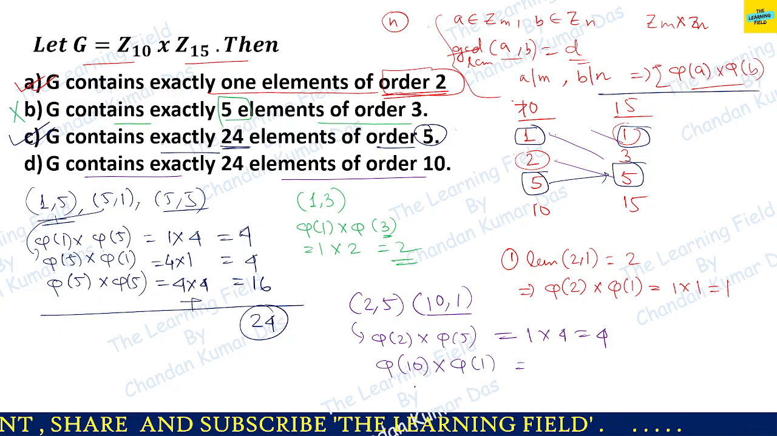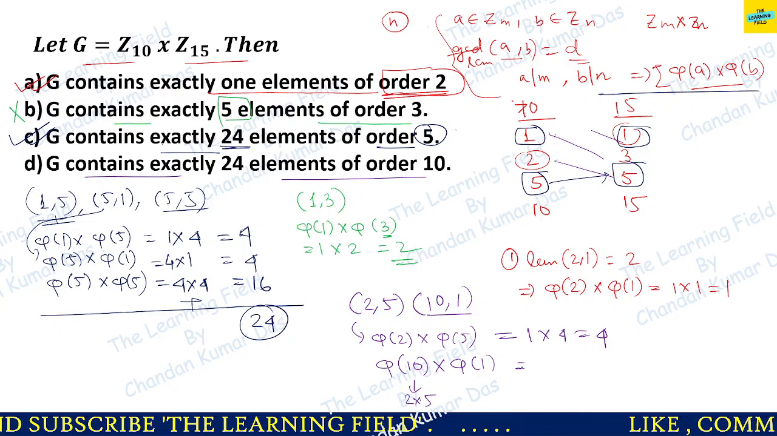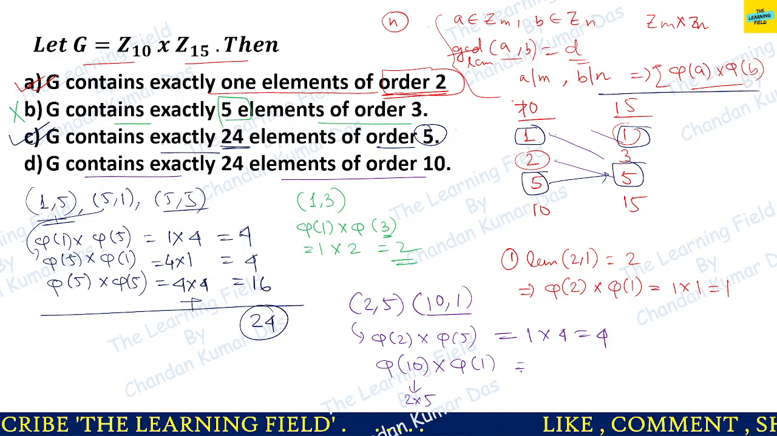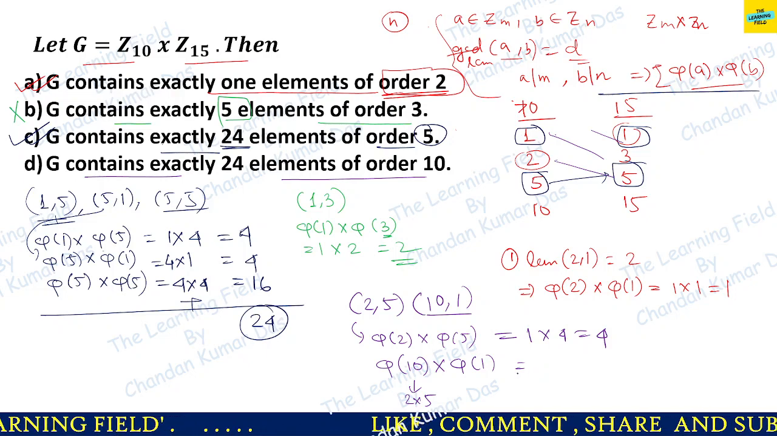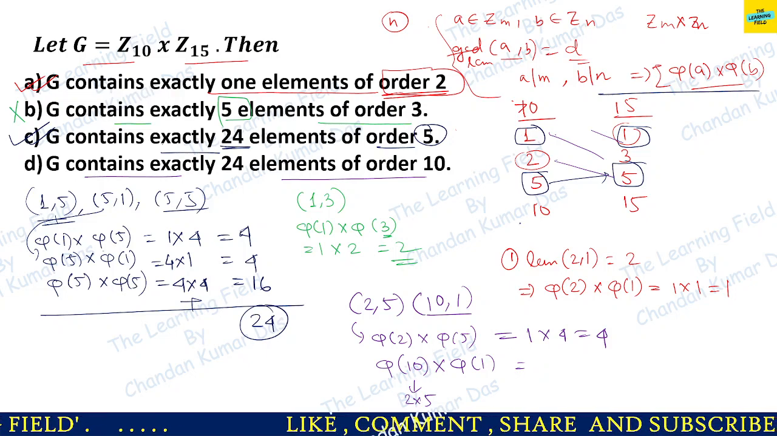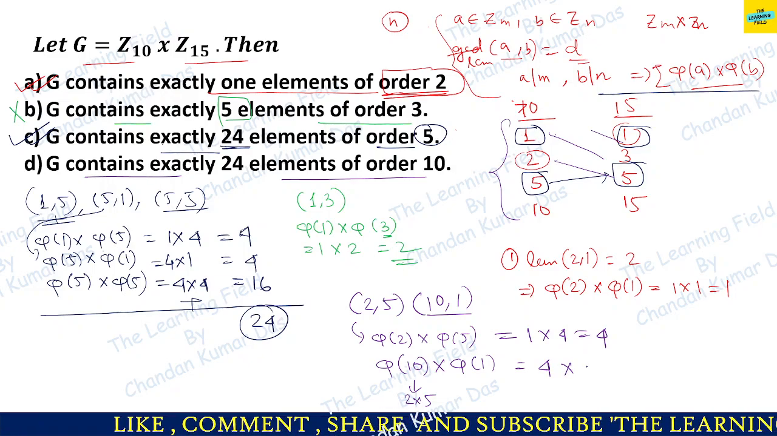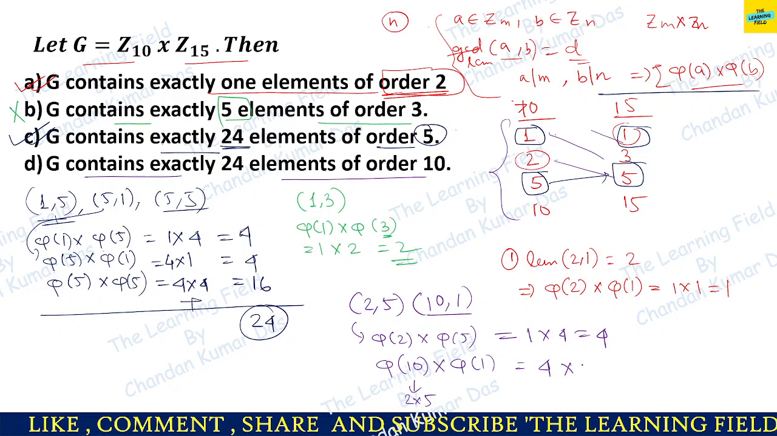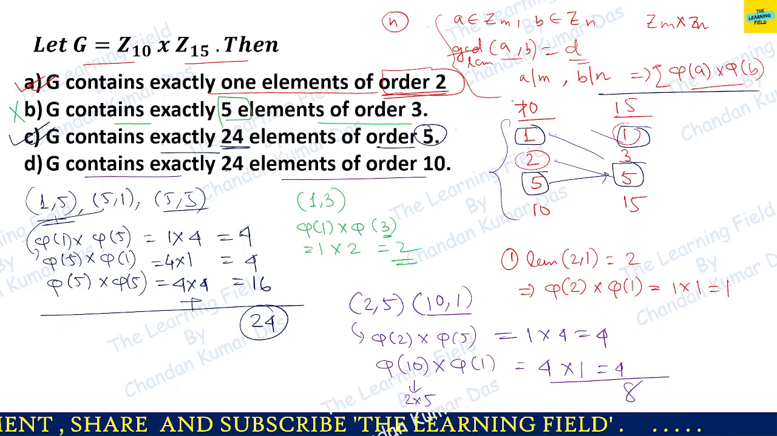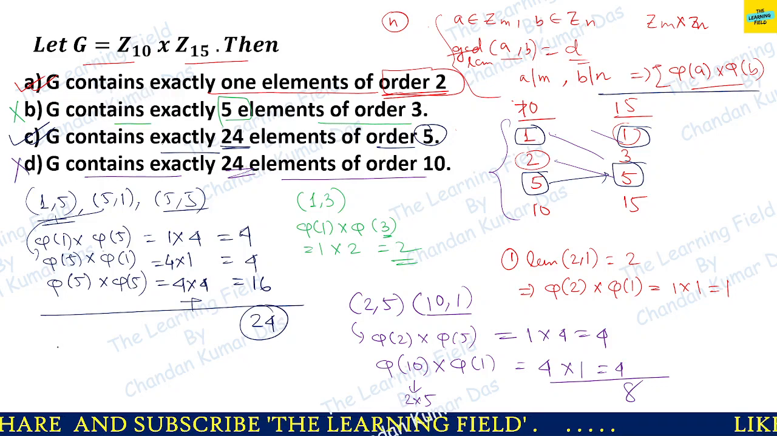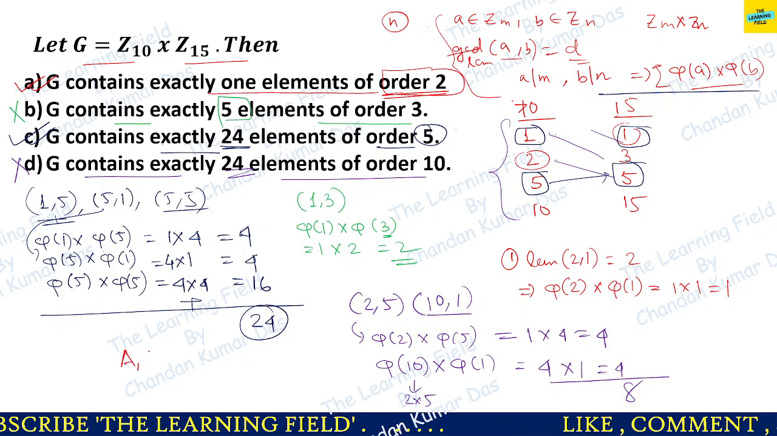For 10 and 1, writing 10 as 2 into 5, we have Euler's phi function of 10. You can do this calculation yourself. The number of elements coprime to 10 is 4, that is, the Euler's phi function gives 4 elements, and here also 4. So the total number of elements is 8, but it is given 24, so this is not correct. Okay, so here the true options are A and C.